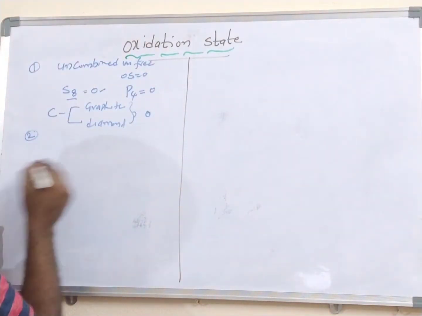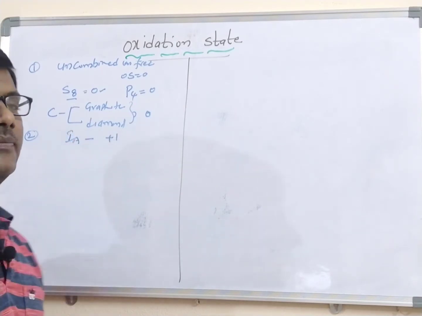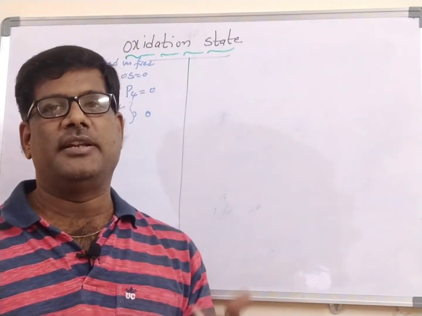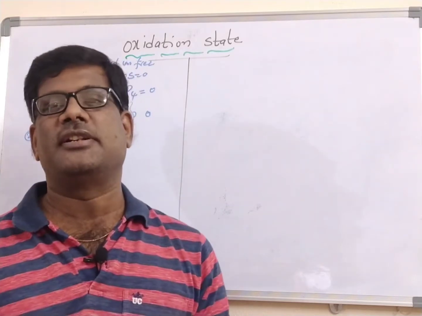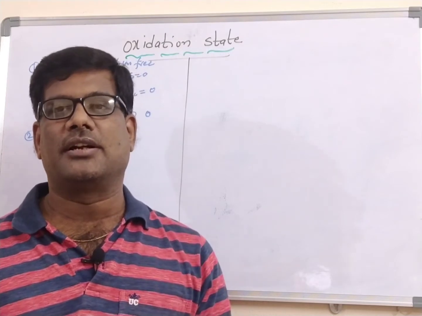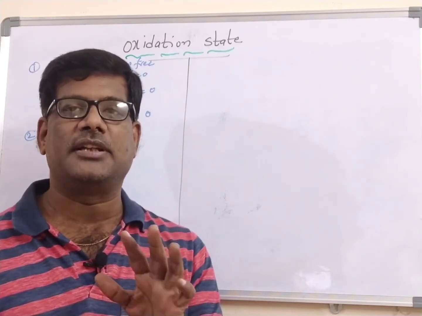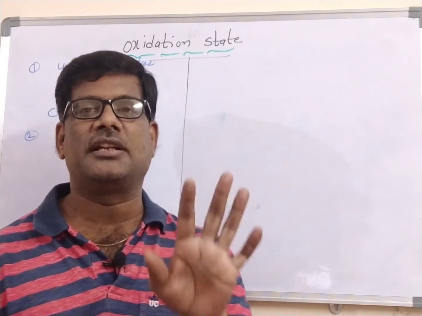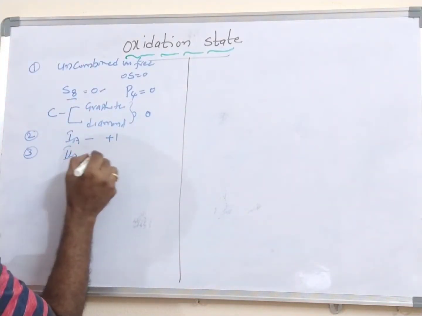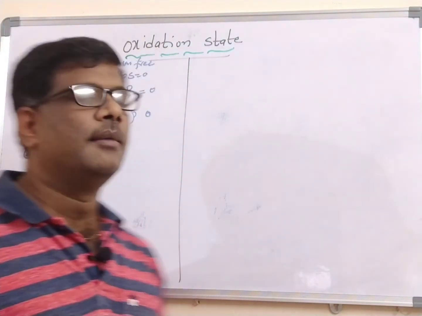Number 2. The first A group elements show the oxidation state +1. Whatever first A elements you take, lithium, sodium, potassium, rubidium, cesium, francium, whenever you observe those elements, immediately you have to keep the +1 oxidation state because their valence electronic configuration is ns1. They lose 1 electron, so they show the +1 oxidation state. Number 3, all the second A group elements will have the +2 oxidation state. First A will have +1, second A will have +2.